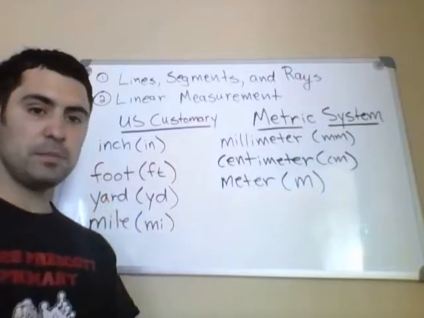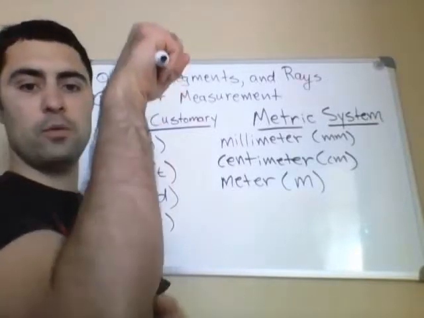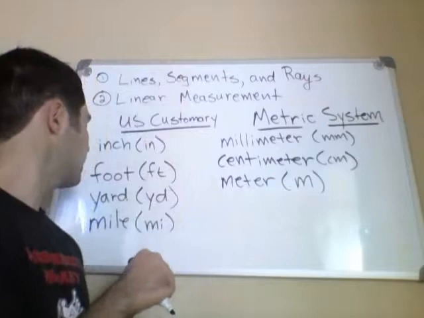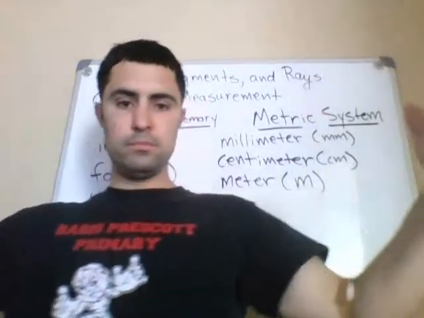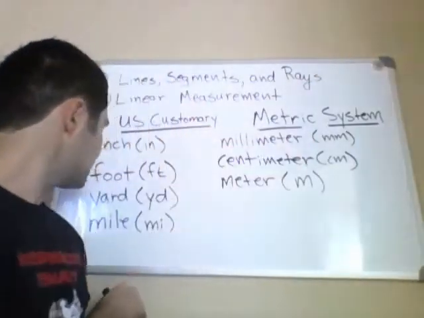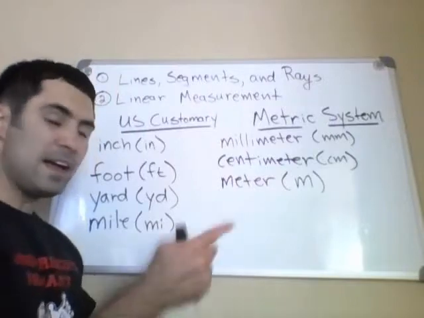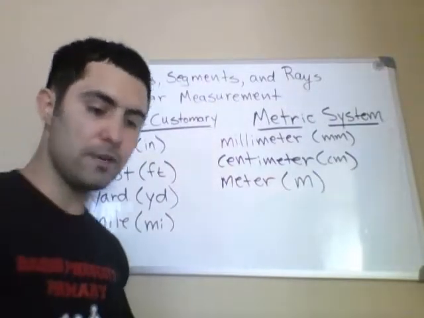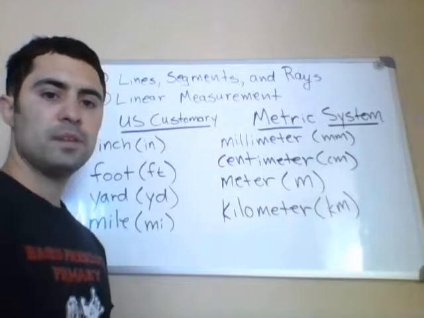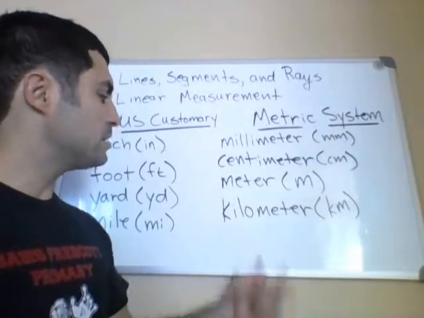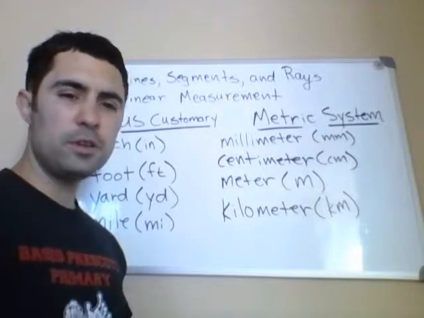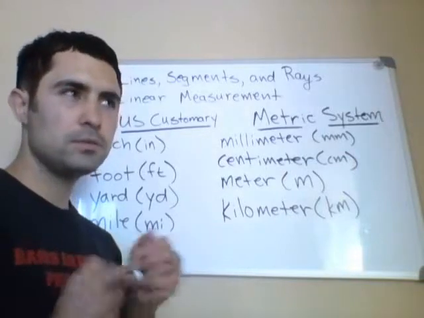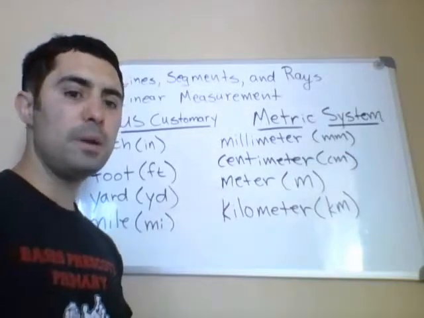Foot is about the length of your forearm. Yard is, well, if you guys watch football, you know what a yard is. And mile, that is 4 laps around a football track. All right, and the last unit of measurement is a kilometer. Kilometers are a little bit less than a mile, but they're in that range.